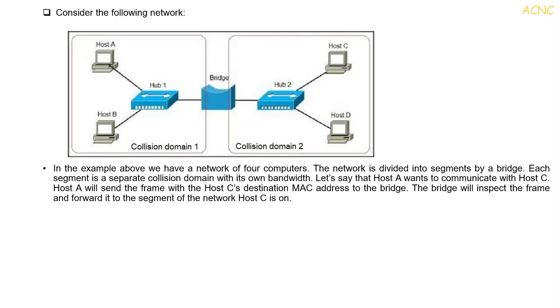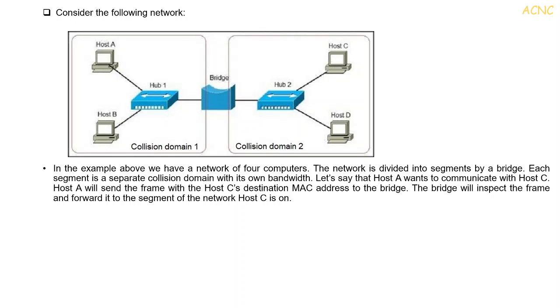The network is divided into segments by a bridge. Each segment is a separate collision domain with its own bandwidth. Let's say that host A wants to communicate with host C. Host A will send the frame with the host C destination MAC address to the bridge. The bridge will inspect the frame and forward it to the segment of the network host C is on.